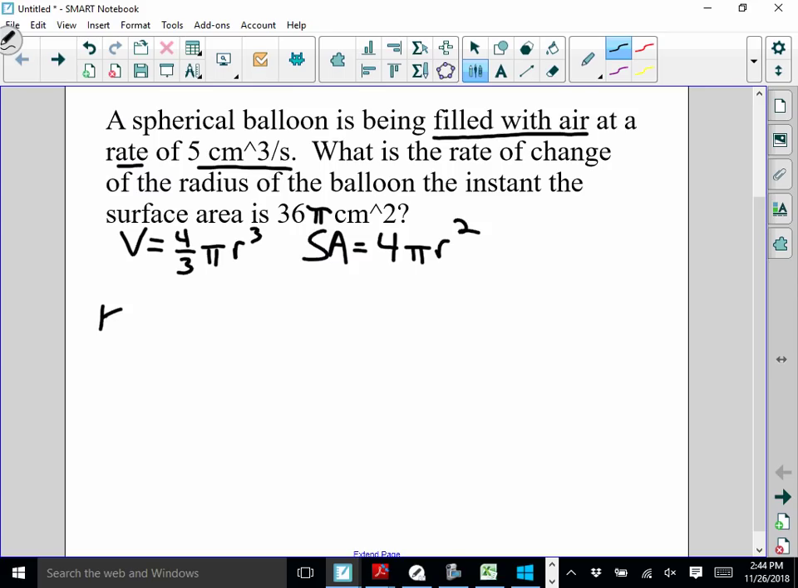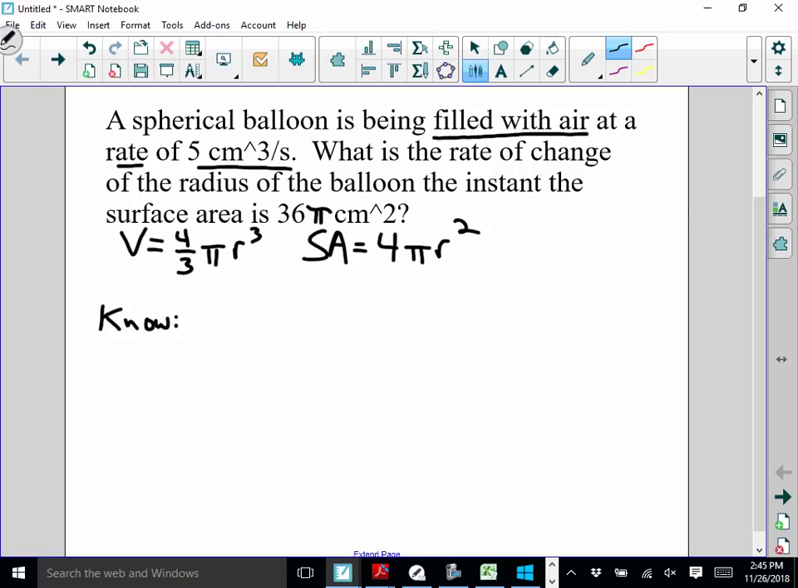So the question is, what is it that we know? Well, our variables here are volume, radius, and surface area. Is the volume changing at a rate of 5 centimeters cubed per second, or is that radius, or is that surface area? Well, a couple of things can help us here. The first thing I'm going to look at is the unit, centimeters cubed per second. That per second tells me it's a rate. Which of those things, volume, radius, or surface area, do we measure in cubic centimeters? The only one is volume.